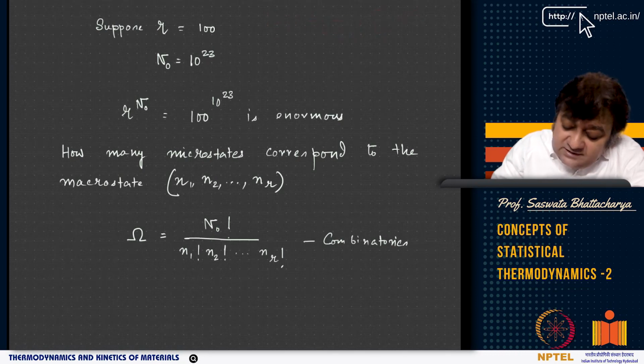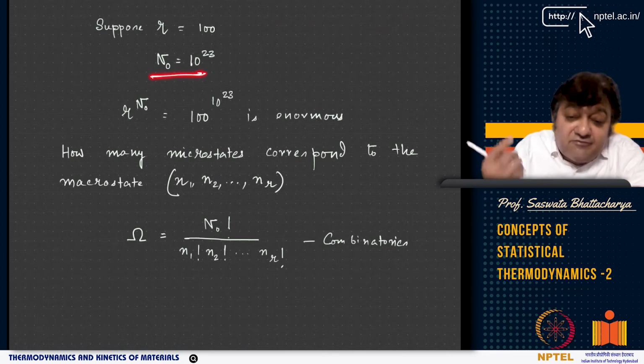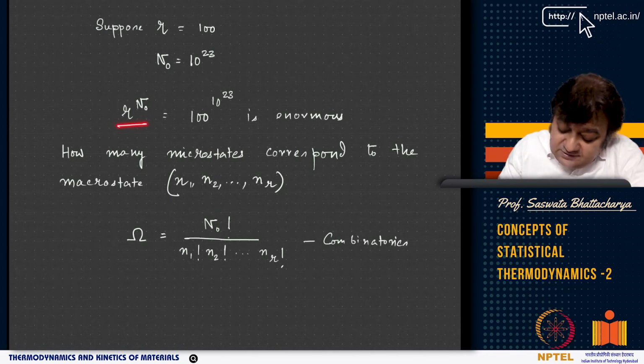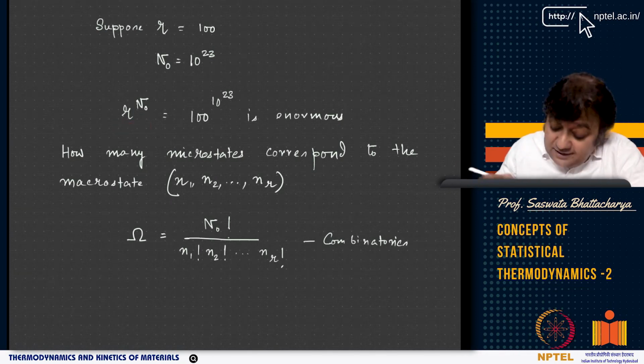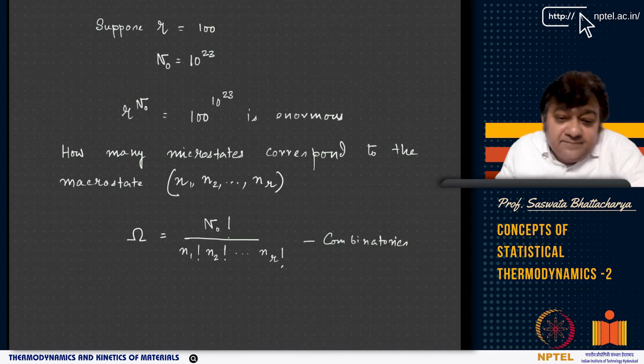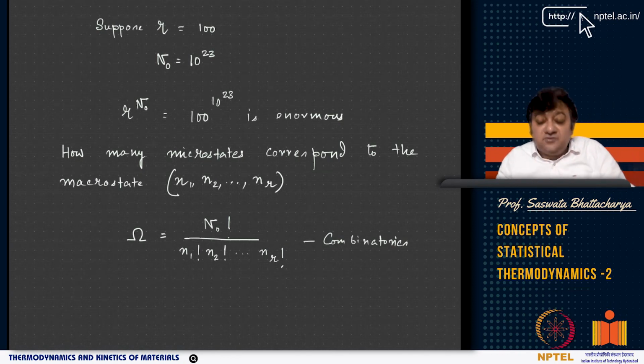Now there are 100 energy levels, and let us think of 1 mole of atoms, which is like 10 to the power 23 atoms. So basically R to the power n0, that is the possible number of microstates, is like 100 to the power 10 to the power 23. It's enormous. It's so large that it's like infinite. So the number of microstates is huge.